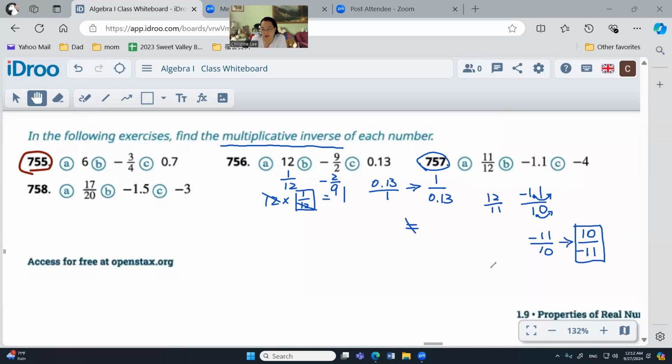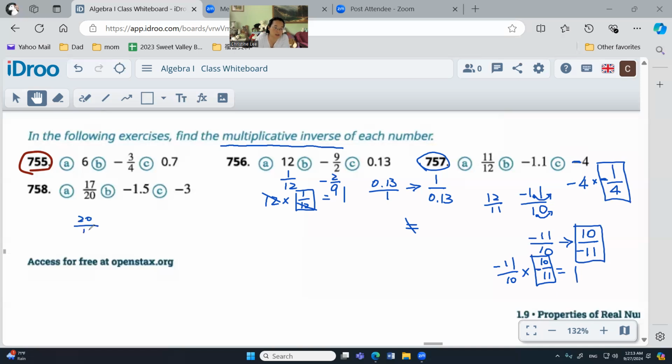Okay, we can try it. So it's negative 11 over 10 times what will give you 1? Well, it's a negative times another negative, that'll be positive. And then 11, 10. Yep, so you just flip it. And if it's negative, it's still negative because you want it to turn into positive 1. Okay, so negative 4, your multiplicative inverse will be the same negative and just a flip. Okay, so this is your multiplicative inverse.